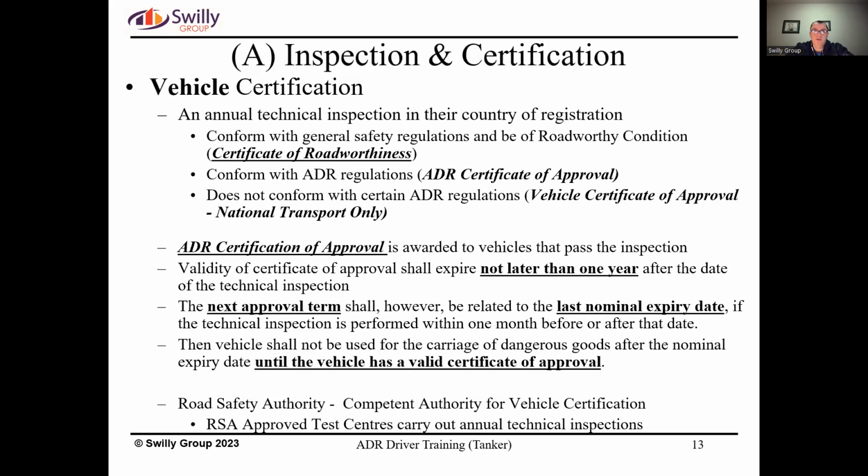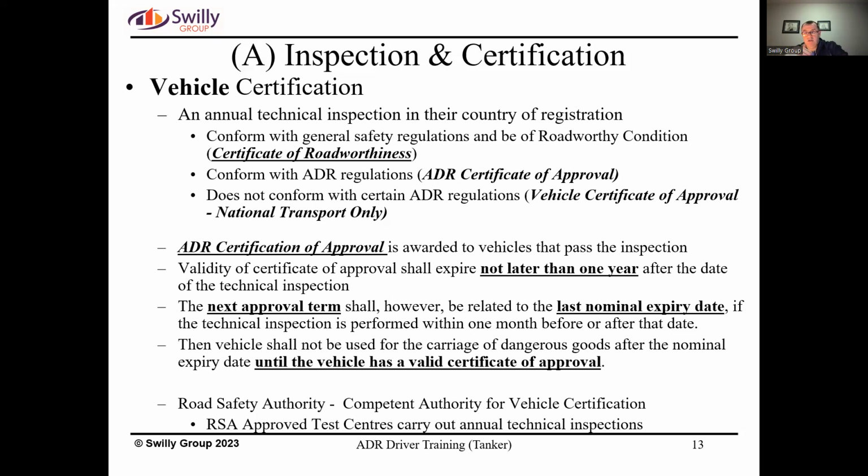Let me see now. Vehicle certification. This is to do with inspection and certification, page 9. You have your annual certificate of roadworthiness test for all commercial vehicles, which we're aware of. But with tank carrying vehicles or vehicles carrying tank containers, there's what they call an ADR certificate of approval, highlighted in the bullet point on page 9. All tank carrying vehicles or tank container carrying vehicles need to have it.